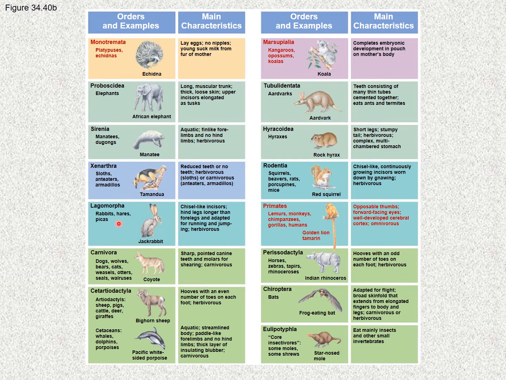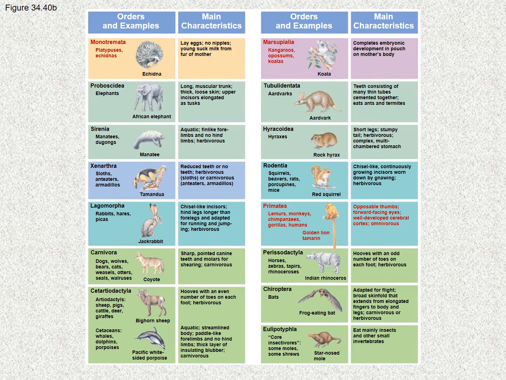But let's take a look at the lagomorpha. The lagomorpha include the rabbits, the pikas, and the hares. Those are basically adjacent to the primates, and they are closely related to the primates along with all of these other orders.